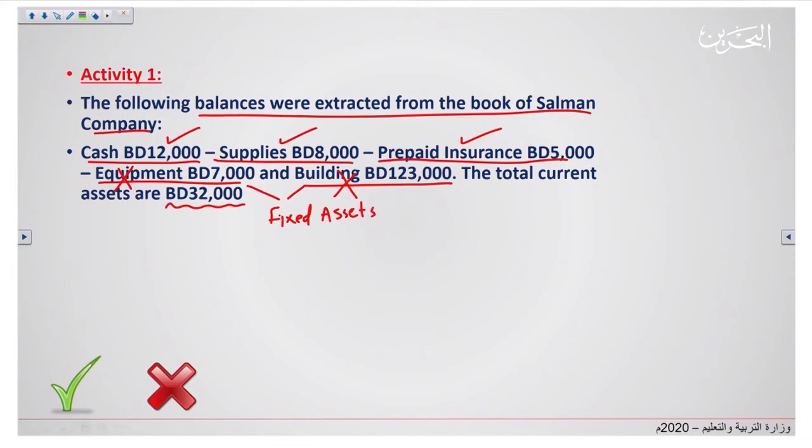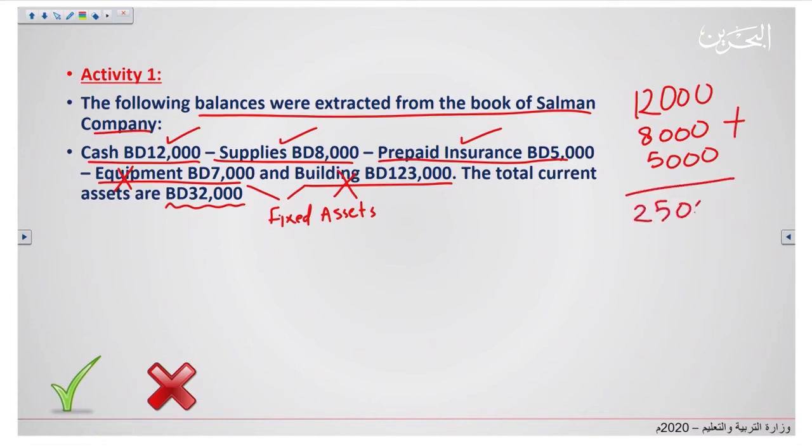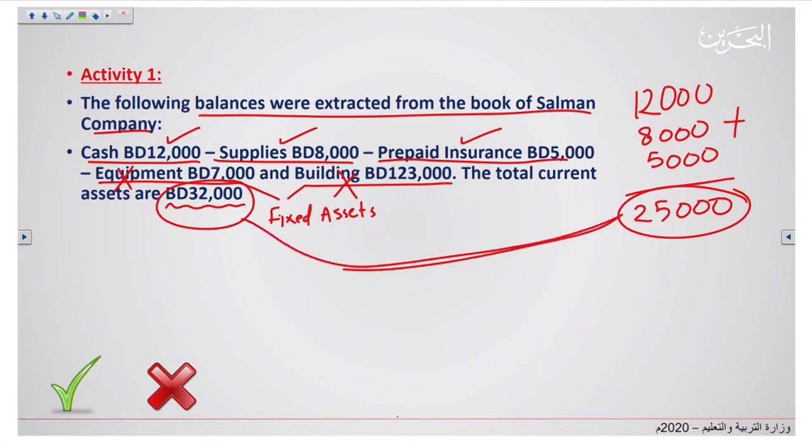So I will only take these amounts that I have marked and put them together to find out the total of them. 12,000 BD for the cash, 8,000 BD for the supplies, and 5,000 BD for the prepaid insurance. I will add this amount to get the total of 25,000 BD. Now, if I compare my answer to the answer in this statement, it is definitely not the same, which means this statement is wrong. The answer is 25,000 BD.